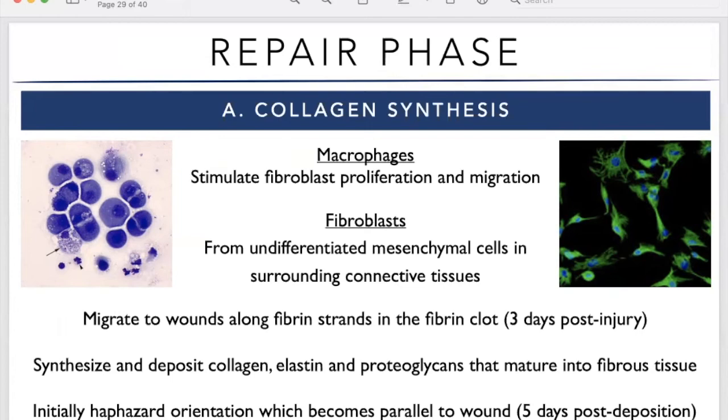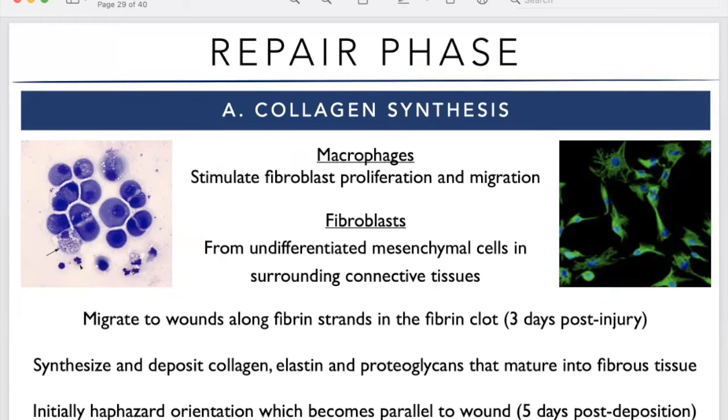And the fibroblasts would begin to deposit collagen and other molecules like elastin and proteoglycans, which will later on become fibrous tissue, right? They migrate to the wounds along the fibrin strands, which were made by your platelets and your clotting factors, 3 days post-injury. Okay, they would synthesize, form and deposit collagen, elastin, proteoglycans, which will later mature into fibrous tissue, which is tougher.